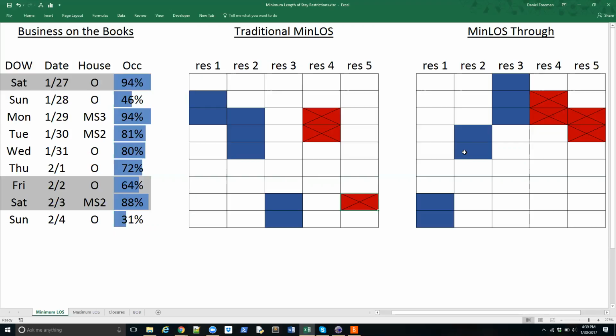So what does a min stay through do? So min stay through is going to be a little bit more restrictive. So I want you to immediately take a look at this Res 4.